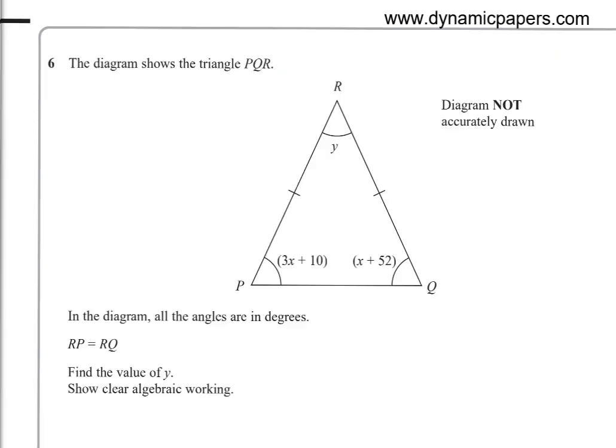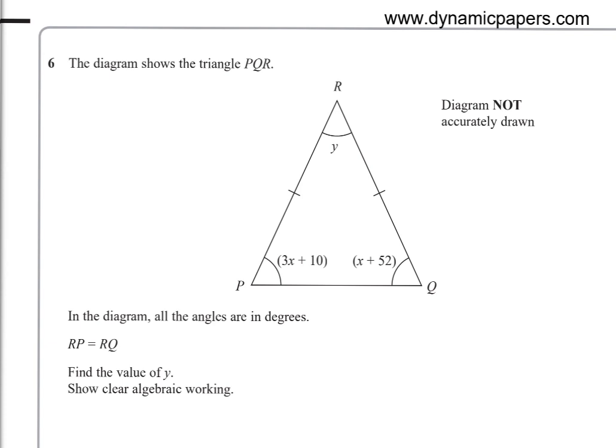Number 6, the diagram shows the triangle PQR. In the diagram, all angles are in degrees. RB equals RQ. Find the value of Y. Show clear algebraic working. We have an isosceles triangle. So this angle equals that one. Angle B equals angle Q.